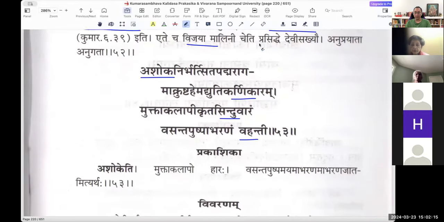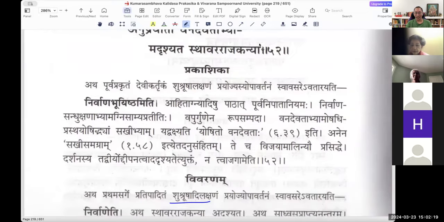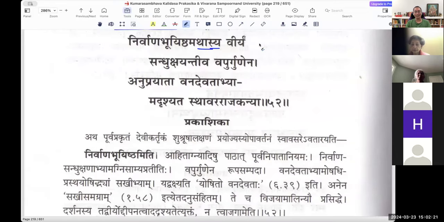We finished with the 53rd shloka. Parvati has entered here: Adrishyata sthavara rajakanya iti. It started off from the 52nd shloka. Nirvana bhuishtam adhasya viryam. Sandhukshayantiva vapurghunena. Anuprayata vanadevata abhyam. Adrishyata sthavara rajakanya. Sthavara rajakanya, Parvataraja kumari, Parvati, was seen by Smara, Manmatha, there.